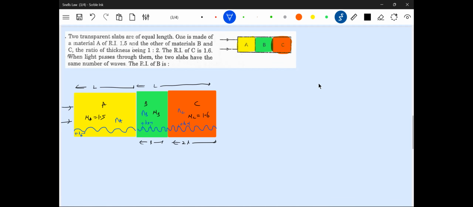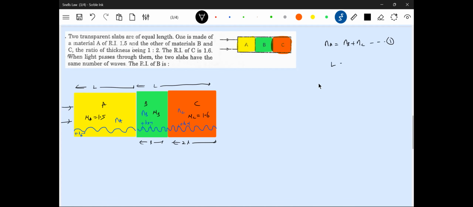So whatever the condition given, the number of waves in slab A should be equal to the total number of waves in slabs B and C. So the first primary equation we are going to write is NA equal to NB plus NC. Call it equation 1.